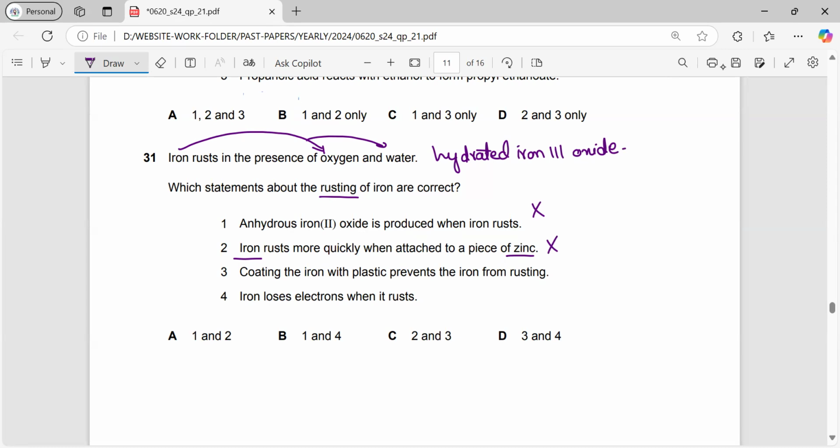Does coating the iron with plastic prevent the iron from rusting? Yes, it prevents it. Does iron lose electrons when it rusts? Yes, iron loses electrons because iron is a metal, and whenever a metal reacts, it reacts by losing electrons. Metals always lose electrons and become positively charged. So 3 and 4 are correct.